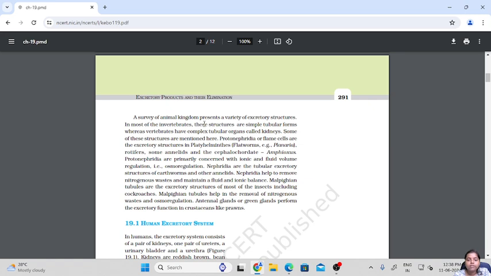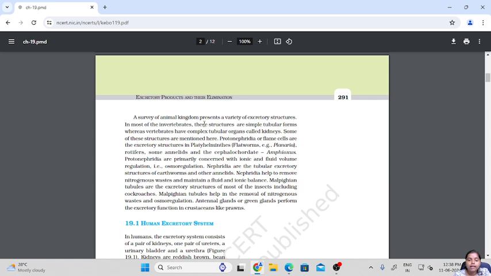So what do these nephridia do? They help to remove nitrogenous waste and maintain fluid and ionic balance in the body. Then Malpighian tubules are the excretory structures of most of the insects, including cockroaches. Malpighian tubules help in the removal of nitrogenous waste and osmoregulation. Osmoregulation is again the maintenance of ionic and fluid balance in the body.